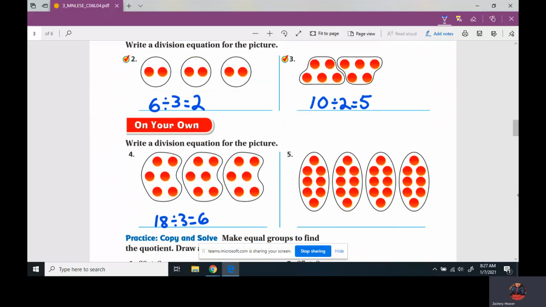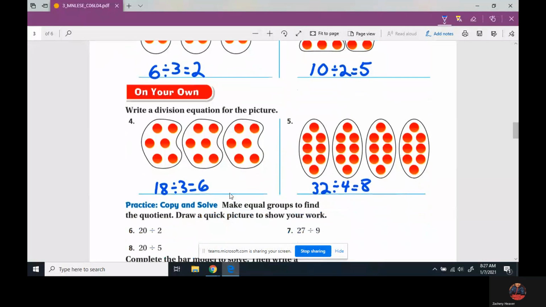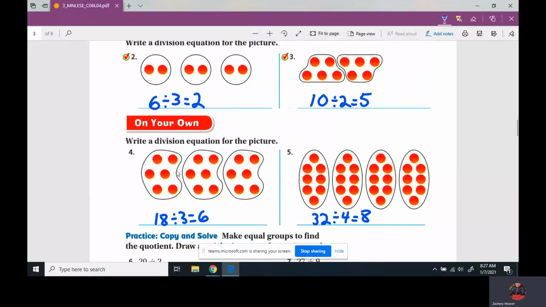1, 2, 3, 4, 5, 6, 7, 8. 8, 16, 24, 32. We have 32 counters. That's our dividend. Our divisor, how many groups do we have? 4. How many is in each group? 1, 2, 3, 4, 5, 6, 7, 8. Just like that.